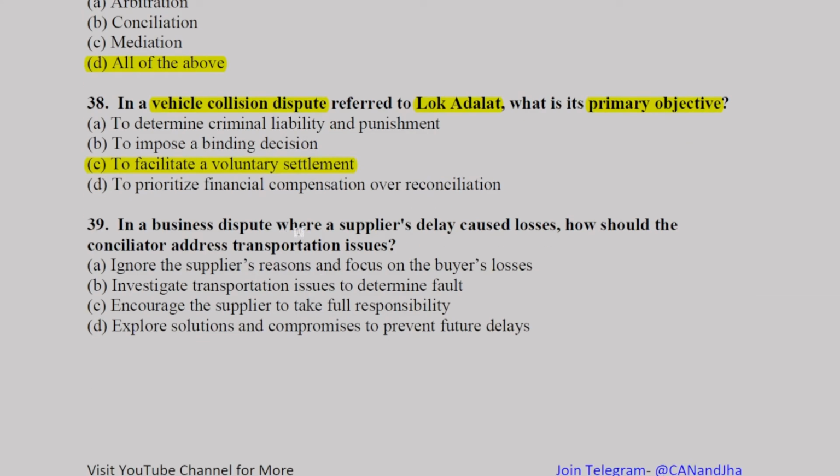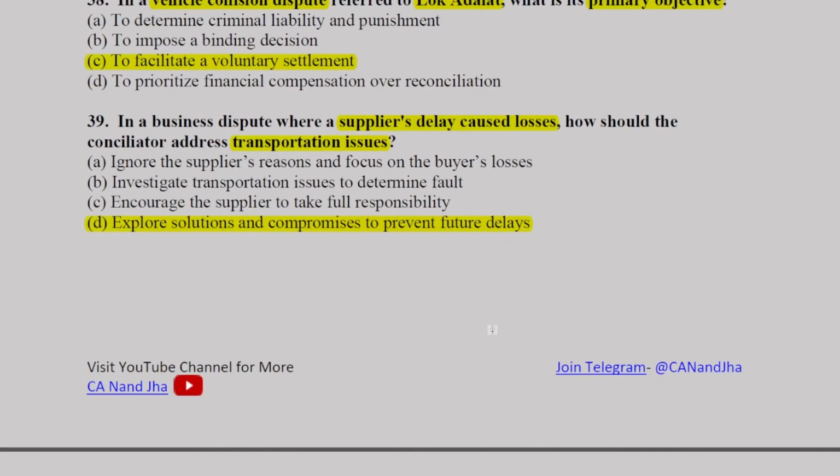In a business dispute where supplier delays caused losses, how should the conciliator address the transportation issue? Ignore the supplier's reasons and focus on the buyer's losses. No. Investigate the transportation issue to determine fault. No. Encourage the supplier to take full responsibility. No. Explore solutions and compromise to prevent future delays. So the answer should be D.